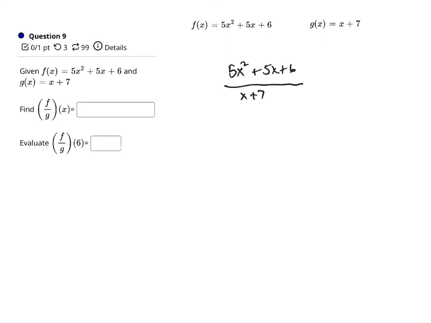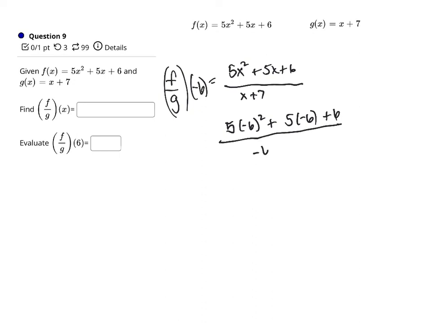So now we're going to replace x with our input value, negative 6. So this is 5 times negative 6 squared plus 5 times negative 6 plus 6. And on the bottom, we replace the x with negative 6, plus 7. So we can see right away that the denominator gives us a 1, so we're not going to have a denominator.